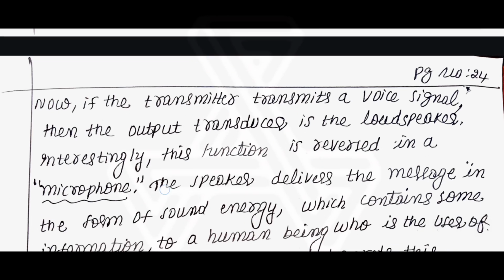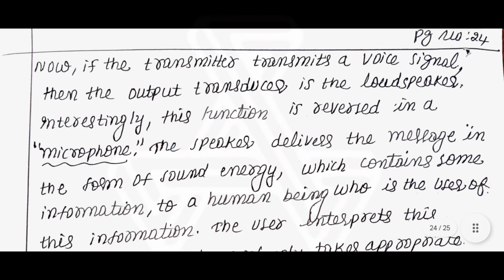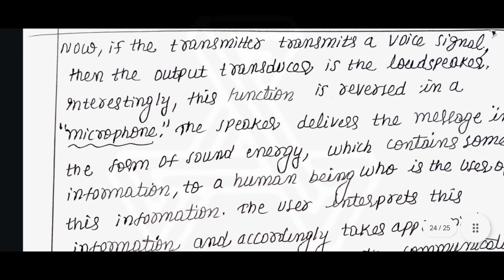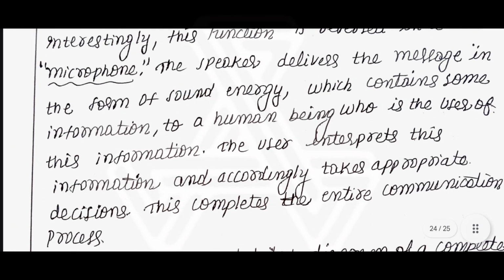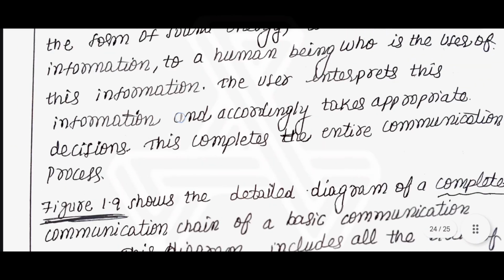Now, if the transmitter transmits a voice signal, then the output transducer is a loudspeaker. Interestingly, this function is reversed in a microphone. The speaker delivers the message in the form of sound energy, which contains some information, to the human being who is the user for this information. The user interprets this information and accordingly takes appropriate decisions. This completes the entire communication process.